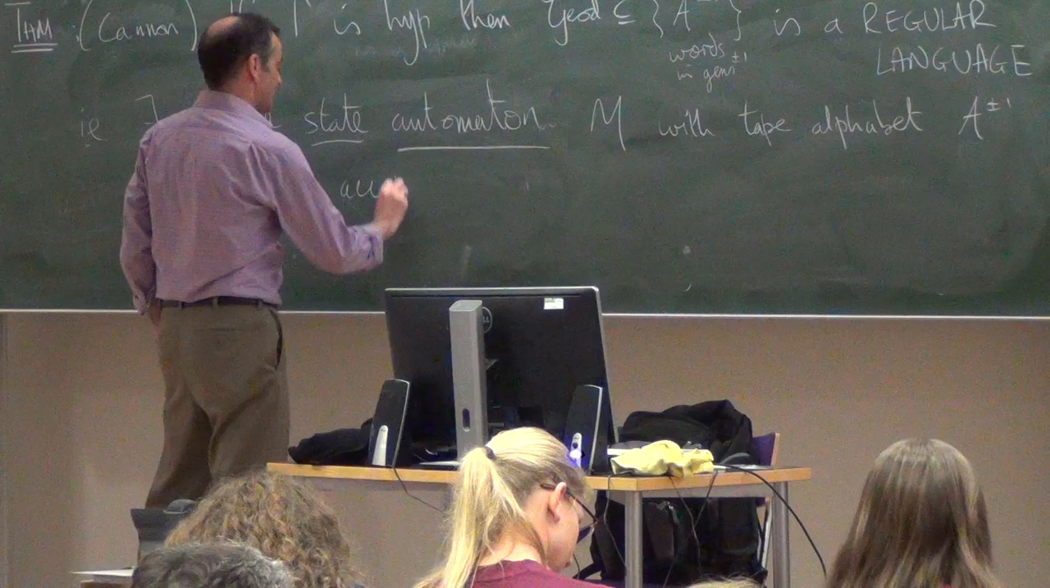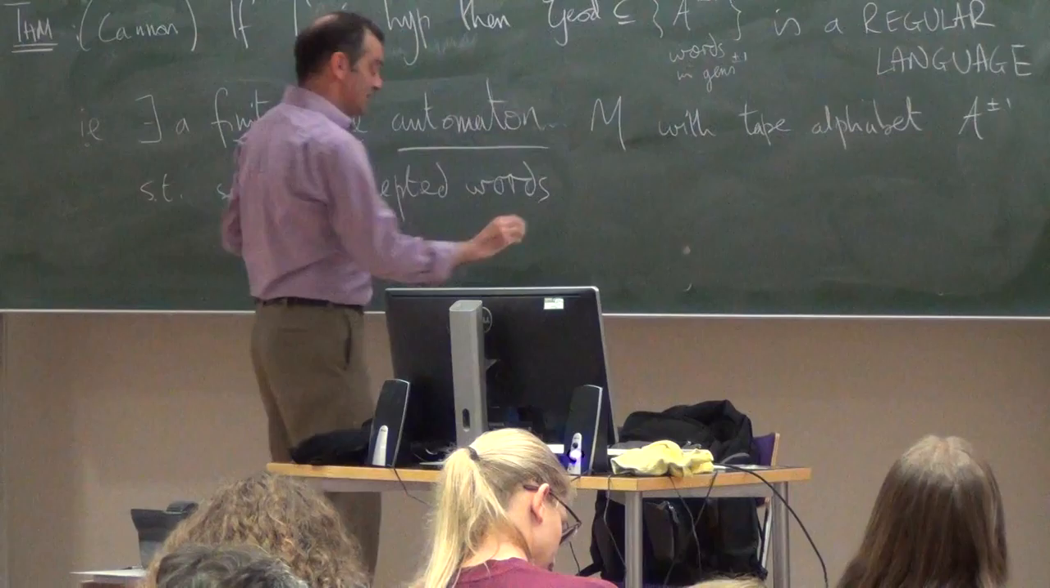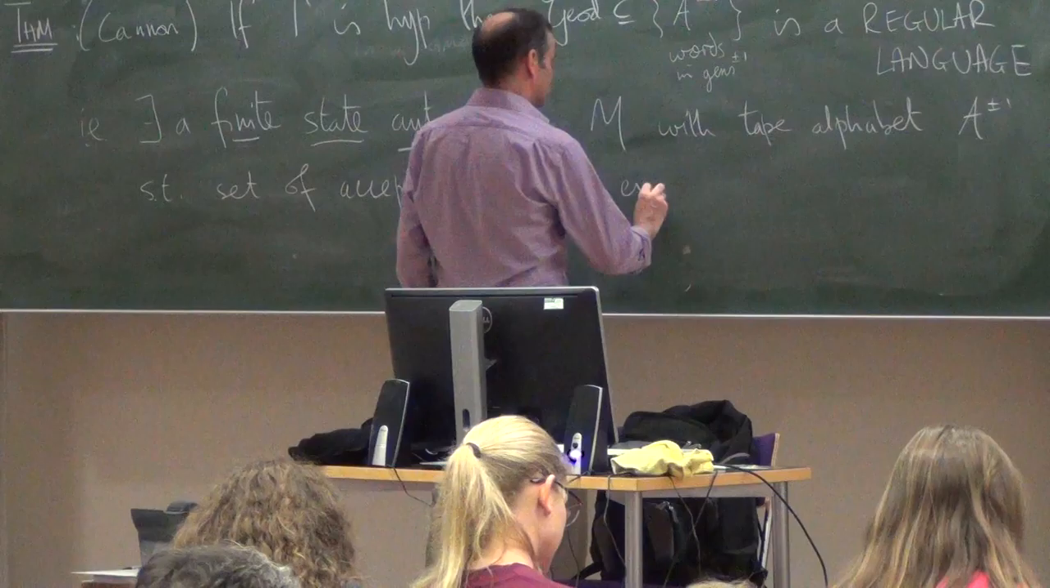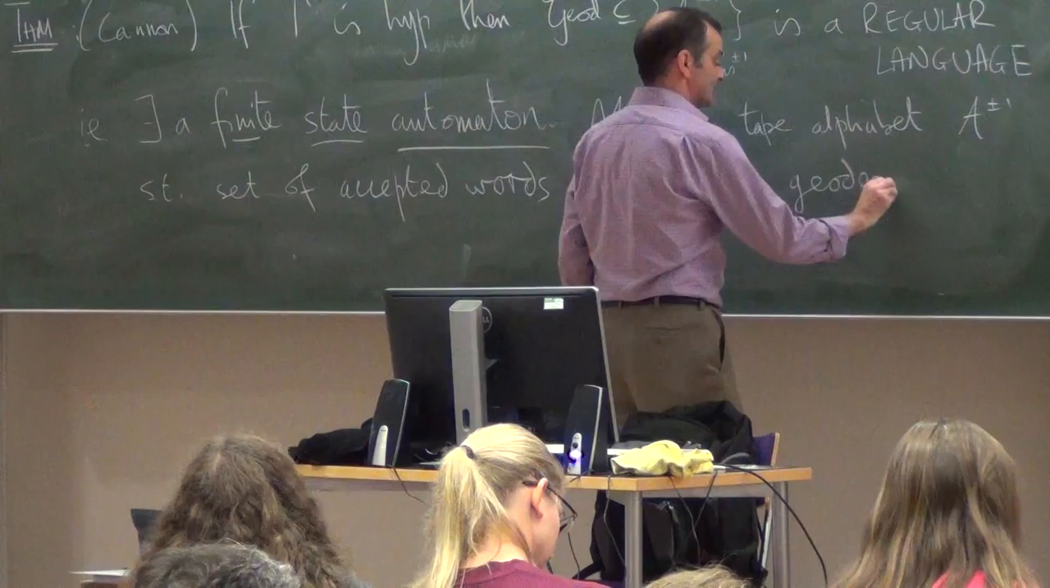Okay, so this machine's got green light and red light, and when it stops, green light means it's accepted, red light means it's refused. The set of accepted words is exactly the geodesics, the finite range of geodesics. Okay. So Gauss, let's say in the paper.